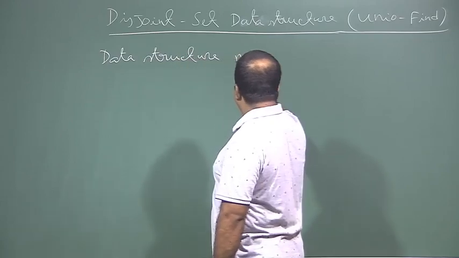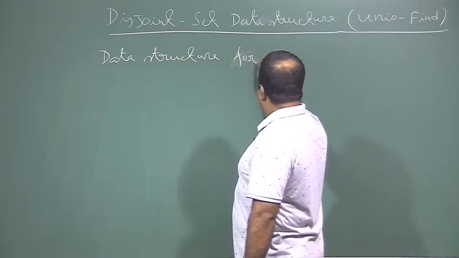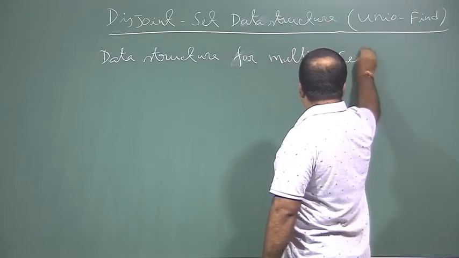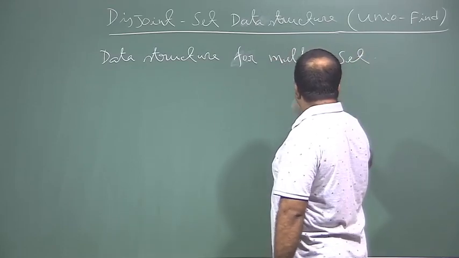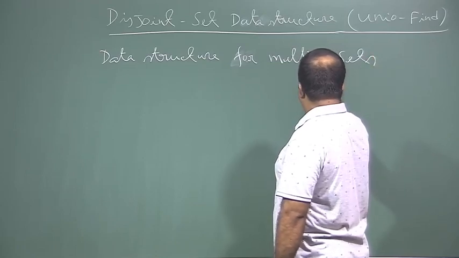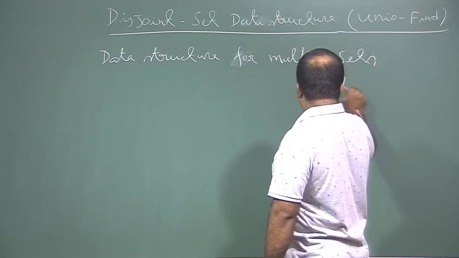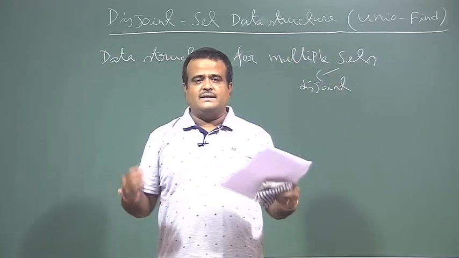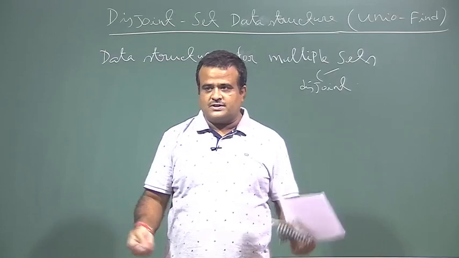Data structure for multiple sets, not a single set, and these sets are basically disjoint. So, basically we have a dynamic collection of disjoint sets.